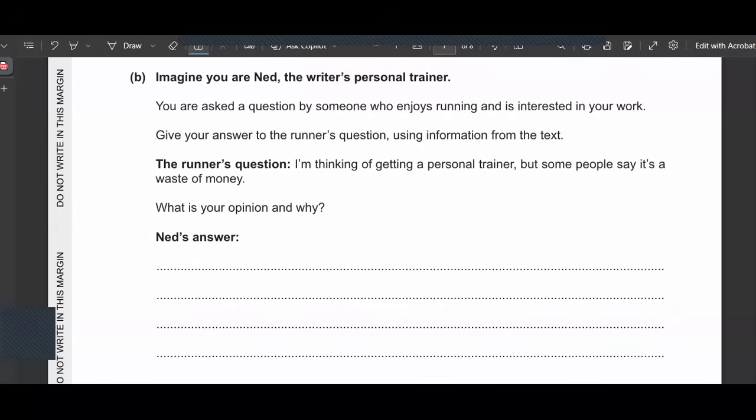Here they will replace the character of the given text with you, and you will be asked to take the position of the character, and there will be an interviewer question. You have to express your opinion. So the question says: imagine you are Nat, the writer's personal trainer, and you have been asked a question by someone who enjoys running and is interested in your work. So give your answer to the runner's questions using information from the text.